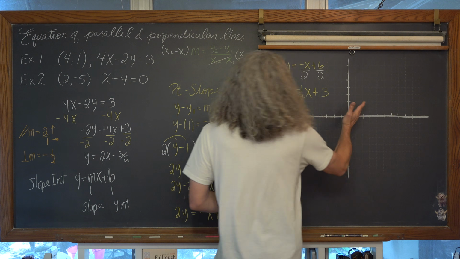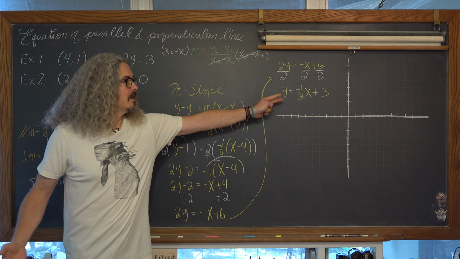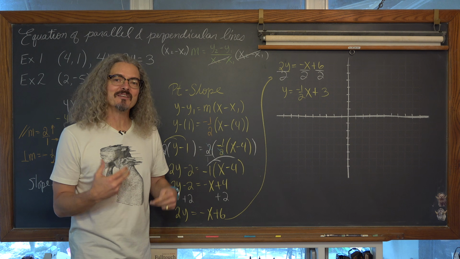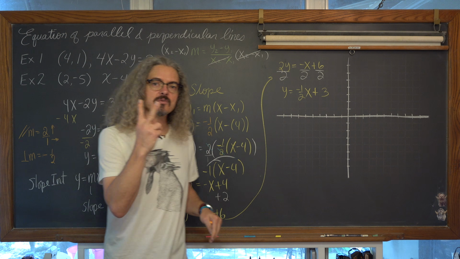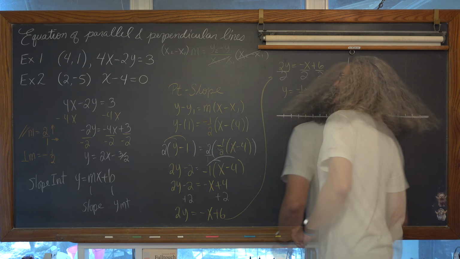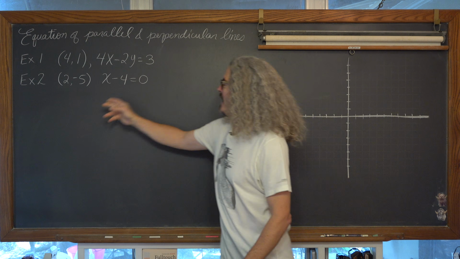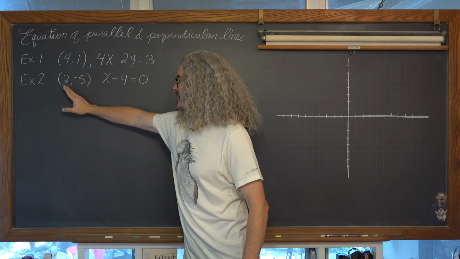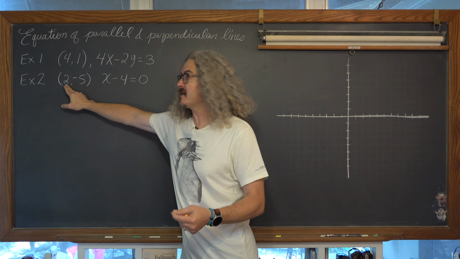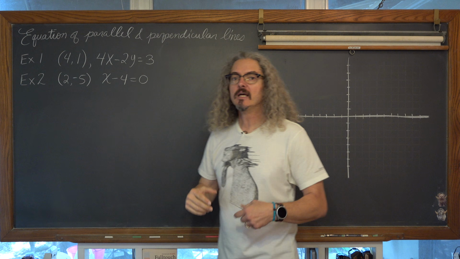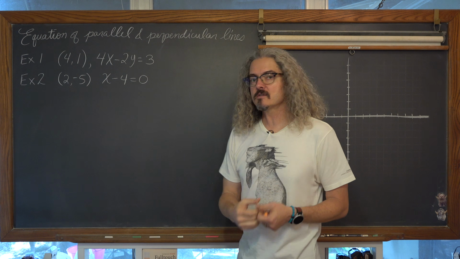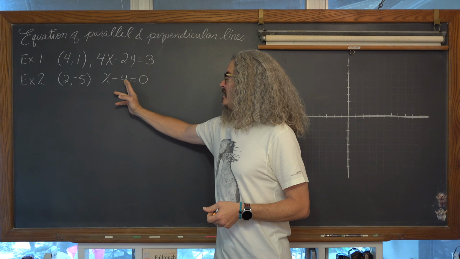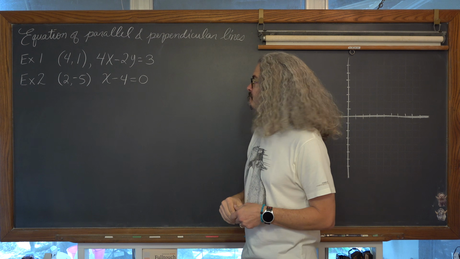Now you probably are asking, why do I have a graph over here on the right hand side of my board if I'm not graphing any lines? We're going to use that for the second example. And for that second example, we want to write the equations of two lines, a parallel and a perpendicular one. We want equations of lines passing through the point 2, -5, and we want equations that are parallel and perpendicular to the given equation.